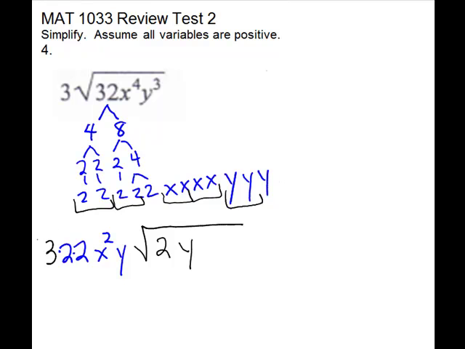And now I will need to multiply my numbers. So 3 times 2 is 6, times 2 is 12. X squared y times the square root of 2y.